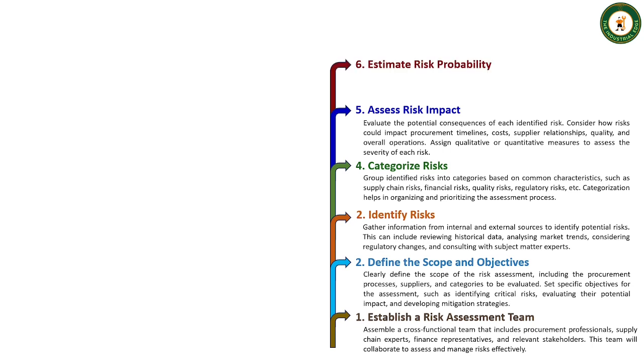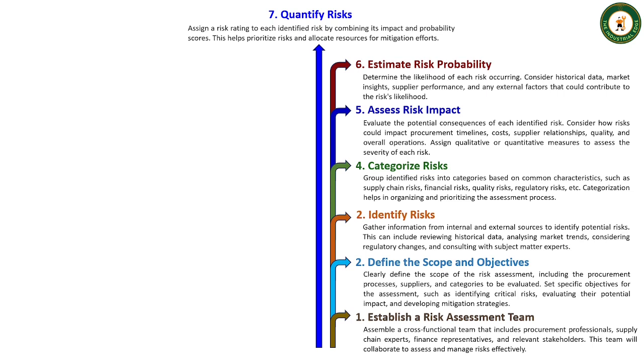Next, estimate risk probability. Determine the likelihood of each risk occurring. Consider historical data, market insight, supplier performance, and any external factors that could contribute to the risk likelihood. Quantify risk. Assign a risk rating to each identified risk by combining its impact and probability scores. This helps prioritize risks and allocate resources for mitigation efforts.